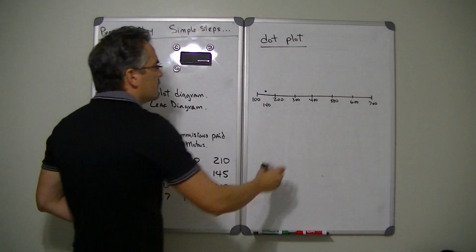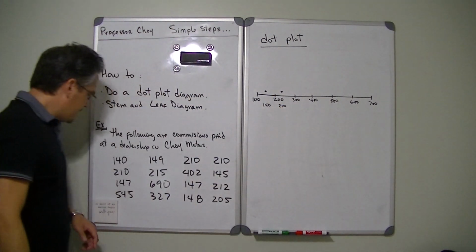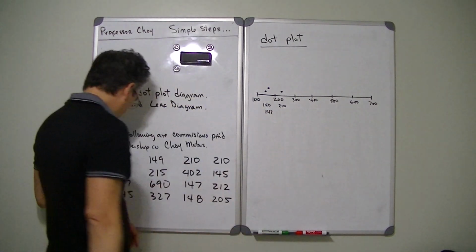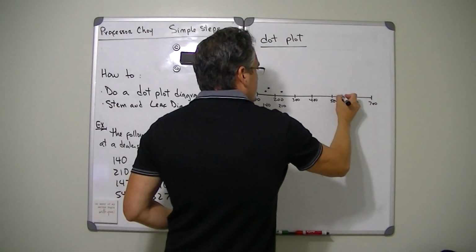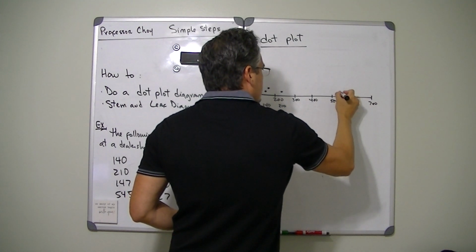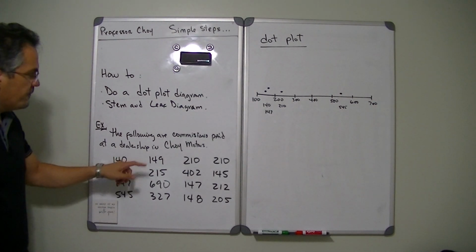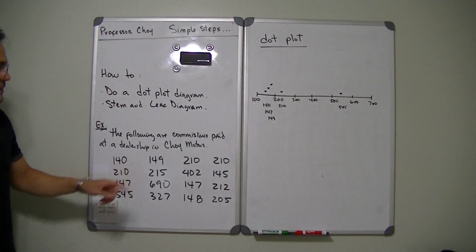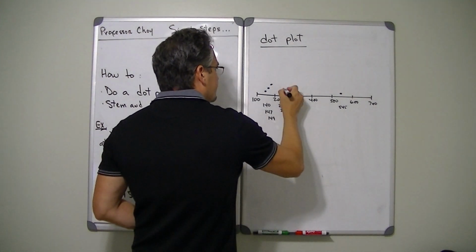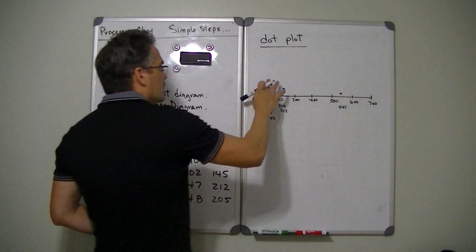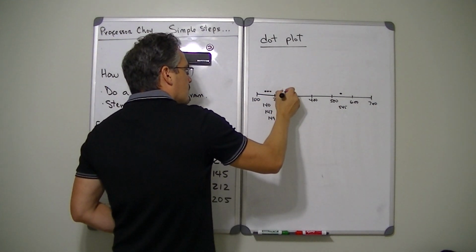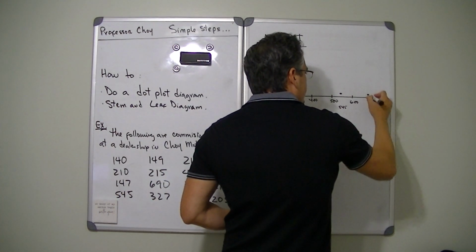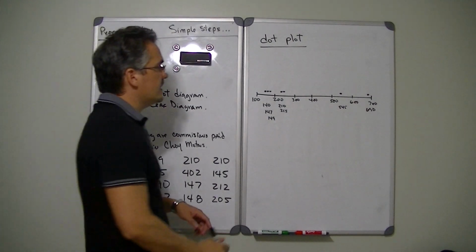Then at 210, we put another dot. Then at 147, we put another dot. Then at 545, we put another dot. Then at 149, we put another dot. Then at 215, we put another dot. There we go. All right. Then at 690, we put another dot. Put another dot at 327.